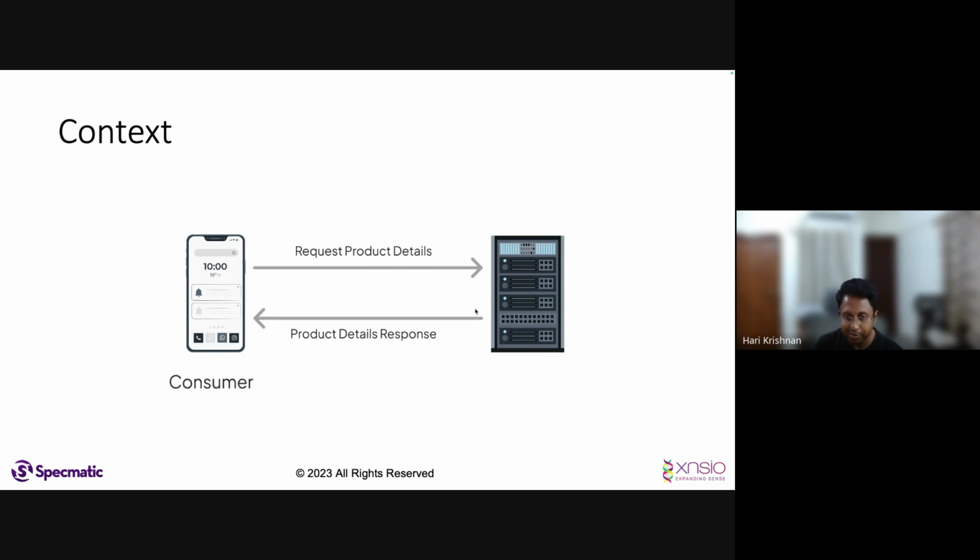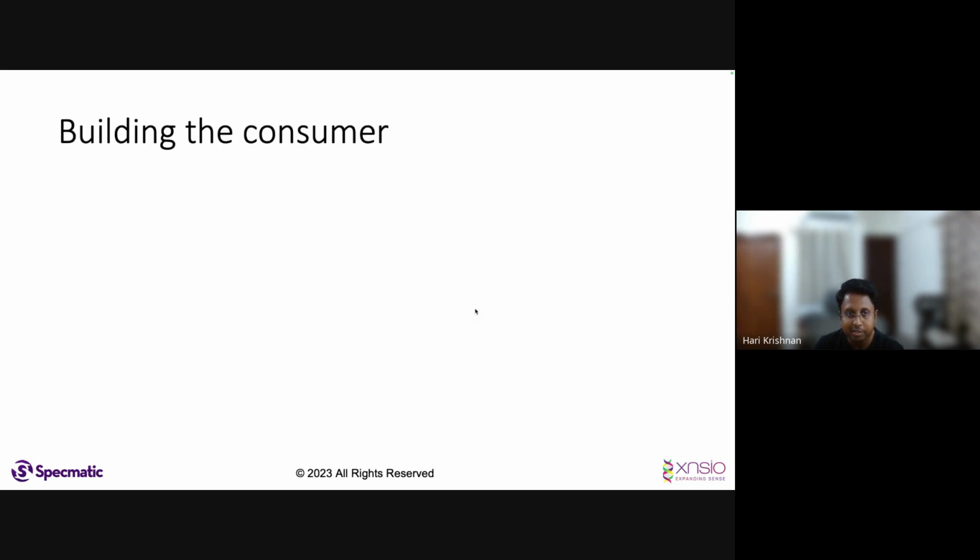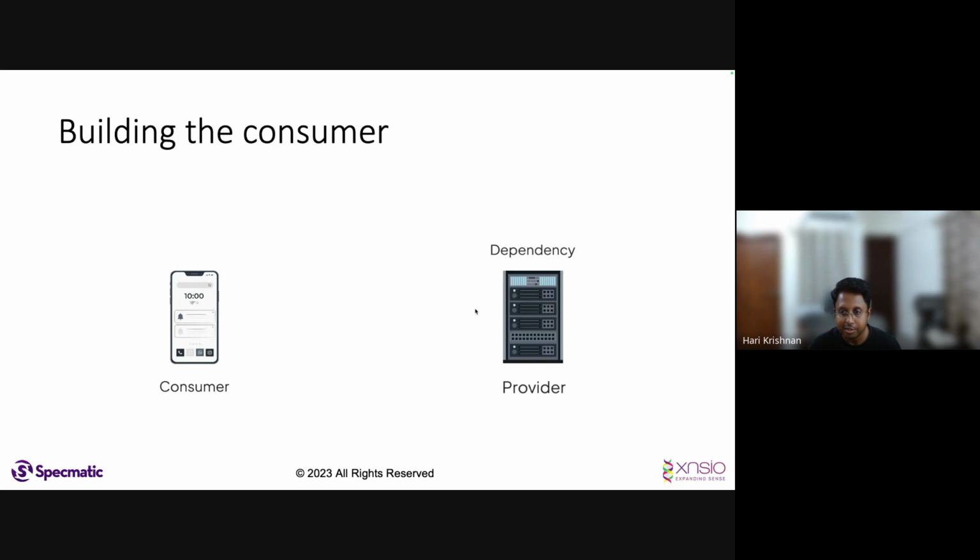And just to get some terminology clear, the application requesting data, let's call it the consumer, and the backend, which is providing the data, we'll call it the provider. Now, with that terminology out of the way, let's look at how we'd go about building the consumer. So I'm going to put myself into the shoes of the UI and the mobile app developer. And let's say if I have to start building it, and then I realize my dependency, which is the actual backend, which needs to give me the product details, is not yet built.